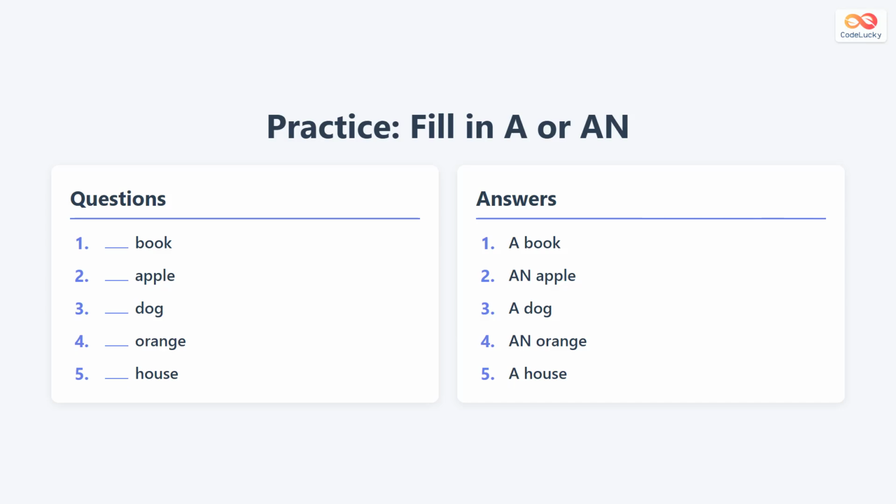Now let us do a final practice exercise. Fill in a or an in each sentence. Question 1: blank book. The B makes a consonant sound, so the answer is a book. Question 2: blank apple. The A makes a vowel sound, so the answer is an apple. Question 3: blank dog. The D makes a consonant sound, so the answer is a dog. Question 4: blank orange. The O makes a vowel sound, so the answer is an orange. Question 5: blank house. The H is pronounced, so the H makes a consonant sound, and the answer is a house. Good job if you got all of these correct.